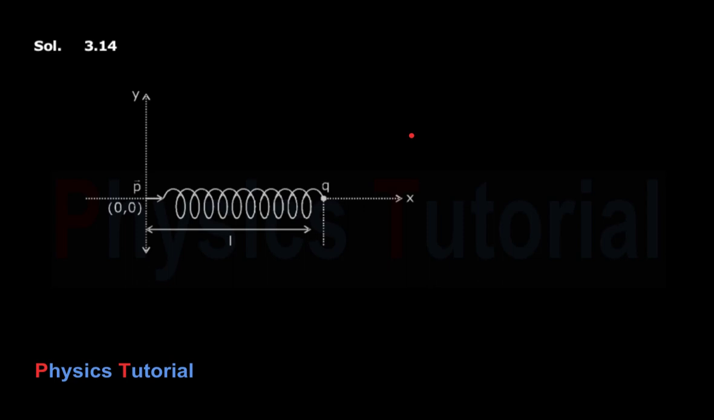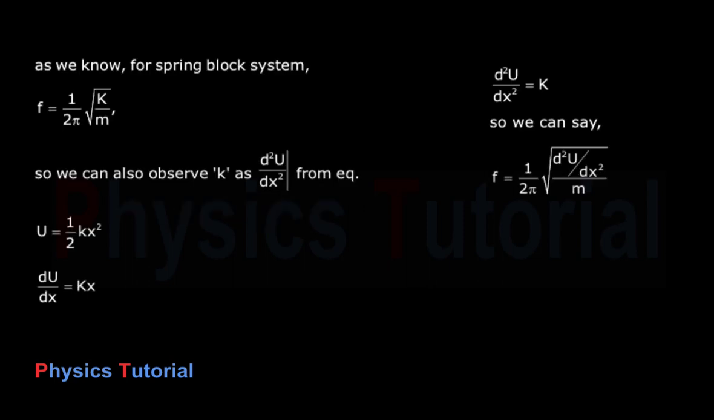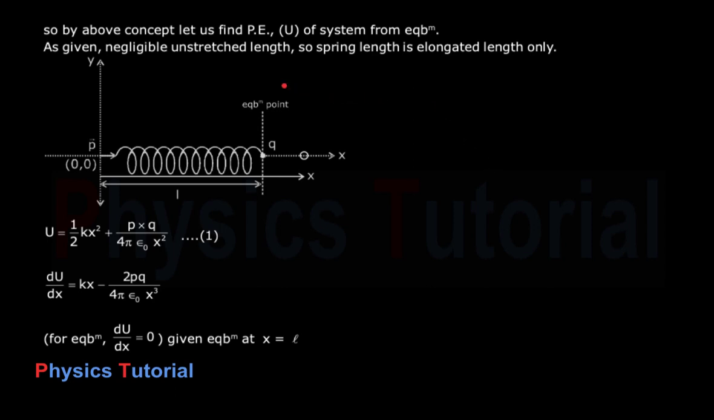So let's assume that the length is L over here of the spring, and as you know, for the spring block system, f equals 1 by 2 pi under root k by m. This k can be evaluated by taking the double derivative of potential energy, as U is equal to half of kx squared. Differentiating, the single derivative is kx, and the double derivative is k. So we can substitute over here and find the frequency by 1 by 2 pi under root d squared U upon dx squared. Now substituting this potential energy, U of the system for equilibrium, as given, negligible unstressed length.